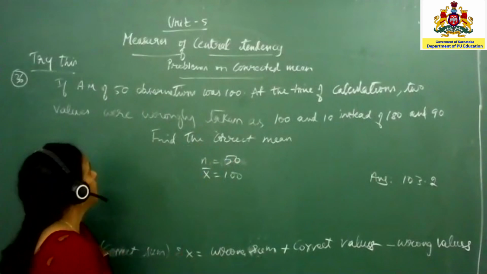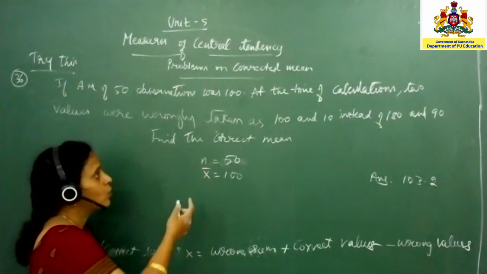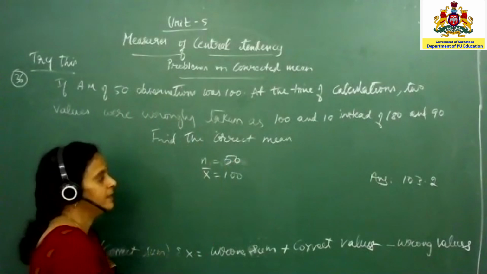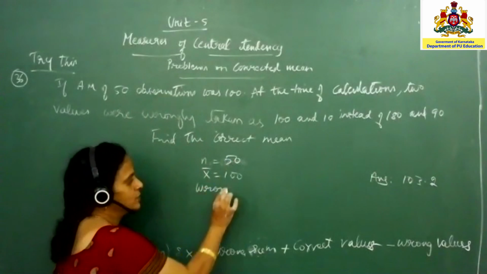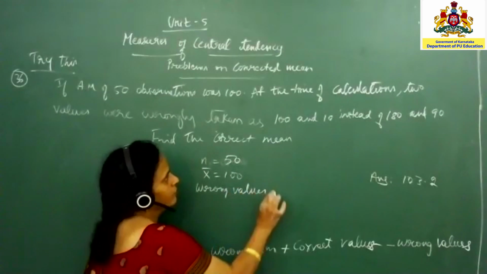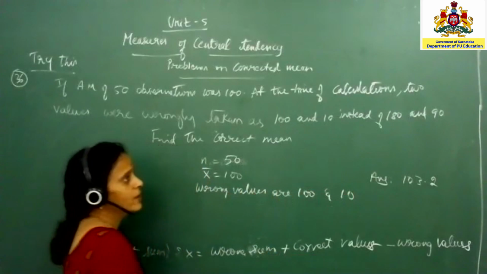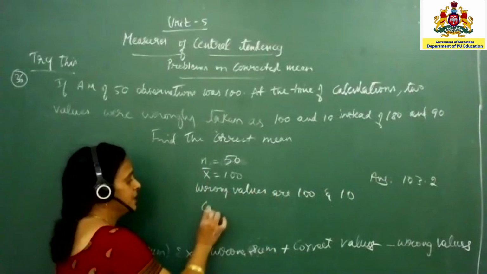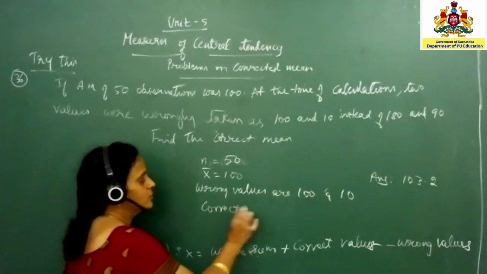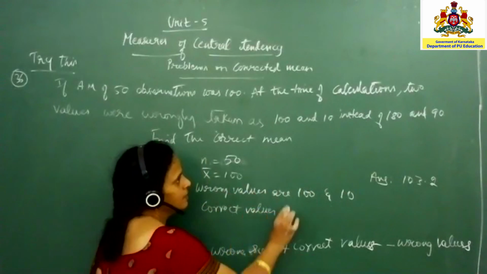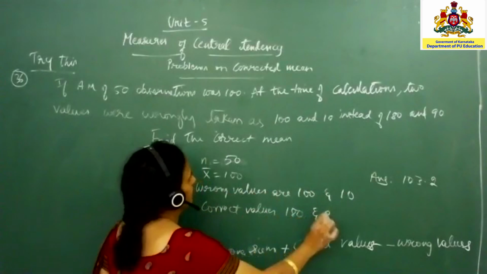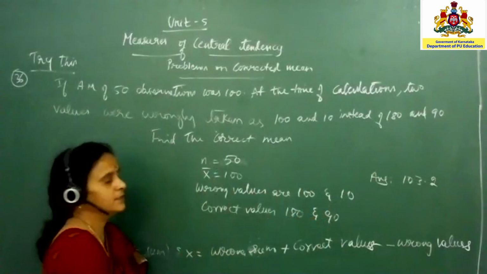Okay. At the time of calculations, two values were wrongly taken as 100 and 10, instead of 180 and 90. So the wrong values are 100 and 10, and the correct values are 180 and 90. So our job is to find the correct mean.